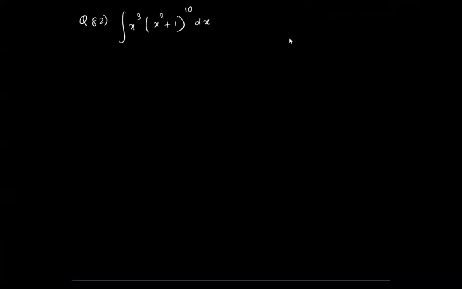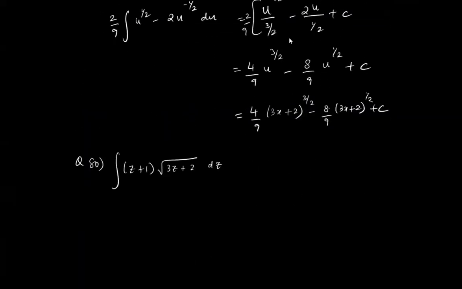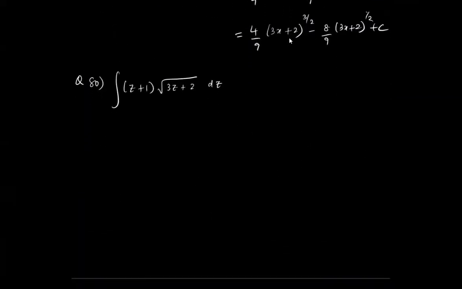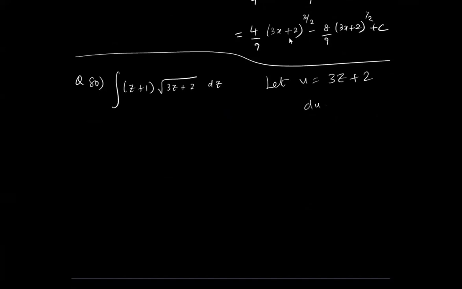Two more problems. Okay, same things. The logic is the same now. My u is going to be 3z plus 2. My du is 3dz. But I only want dz, so I divide it by 3. So this is something I keep together.